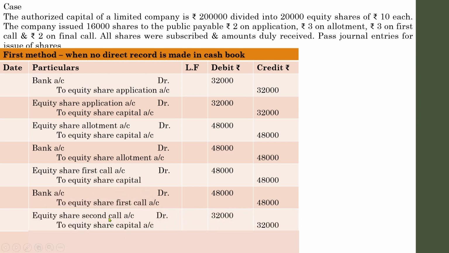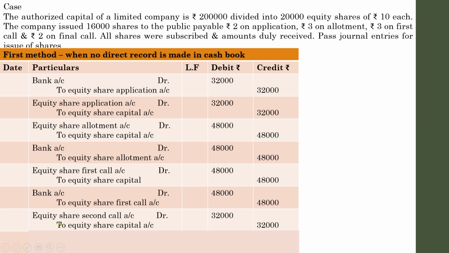Equity share second call and final call, or bar final call, account debited to equity share capital. The amount here is 16,000 shares of rupees 2, so 16,000 into 2, 32,000. And finally you will receive the amount with regard to that from the subscribed shareholders. The entry will be, and remember to pass the narration of each journal entry.